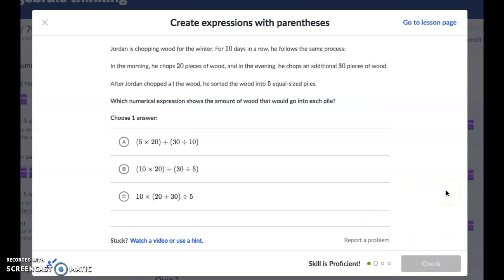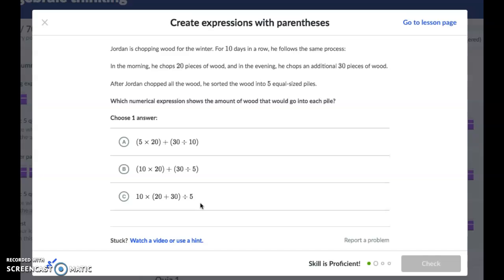Jordan is chopping wood for the winter. For 10 days in a row, he follows the same process. In the morning, he chops 20 pieces of wood, and in the evening, he chops an additional 30 pieces of wood. After Jordan chopped all the wood, he sorted the wood into 5 equal-sized piles. Which numerical expression shows the amount of wood that would go into each pile? Okay, so 5 times 20 plus 30 divided by 10, 10 times 20 plus 30 divided by 5, 10 times 20 plus 30 divided by 5.